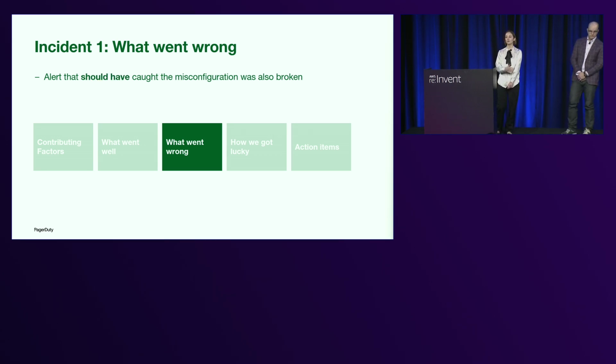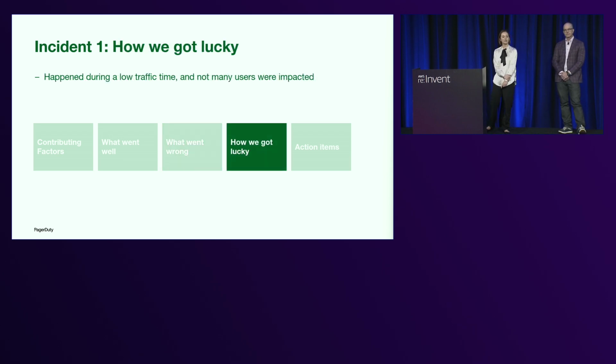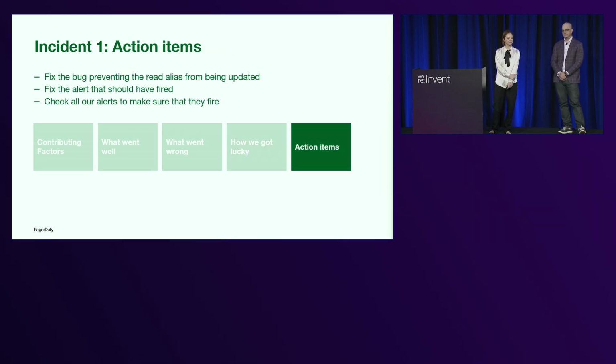And this kind of language is not helping the cognitive work that we talked about earlier, right? Going back to principle 1. What was that alert supposed to catch, right? What was broken about it? How did it become broken? How we got lucky. It happened during a low traffic time and not many users were impacted. You know, I saw 2:30 before. That seems like a time that folks might be buying things, and I'm curious how worldwide this e-commerce company is.